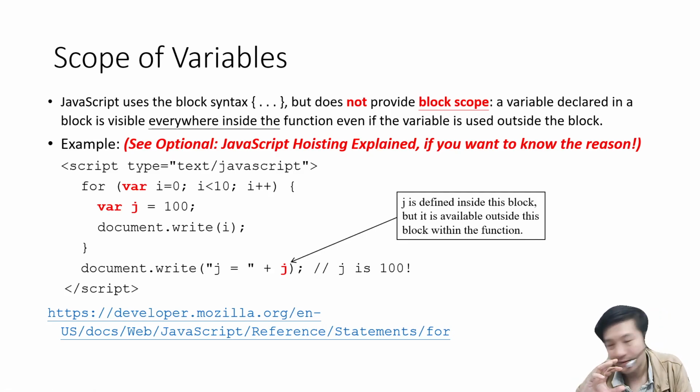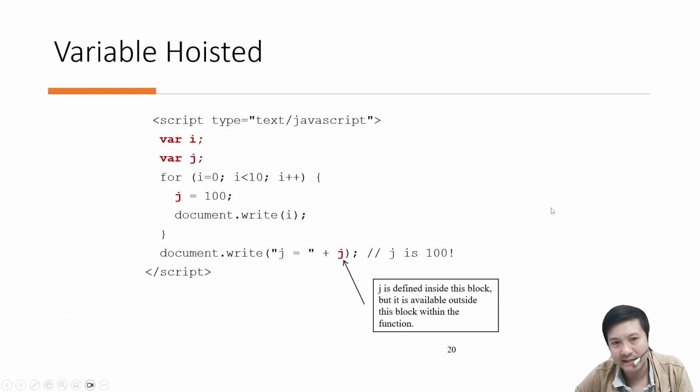But if you're writing in another programming language, for example Java or even Python, after you loop out of this bracket, the variable j will disappear. Okay, but JavaScript is not like that. This is something called hoisting. What happened behind the scenes is that the variable is hoisted, it will automatically move the variable to the top. This is something JavaScript does before it runs.